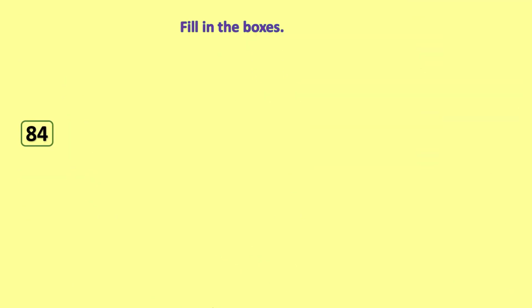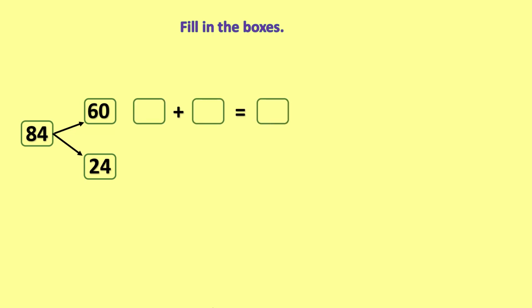Fill in the boxes. 84. 84 means 60 plus 24. I will divide 84 between 60 and 24. You can also divide 84 with any other numbers. 60 plus 24 is equal to 84. Now we arrange these three numbers in the addition example.